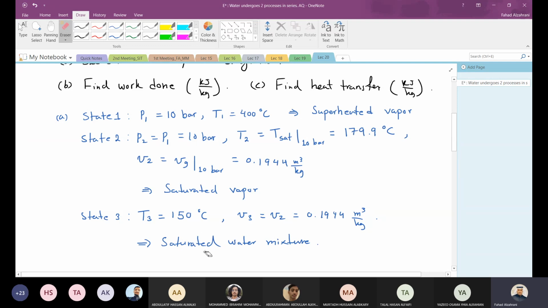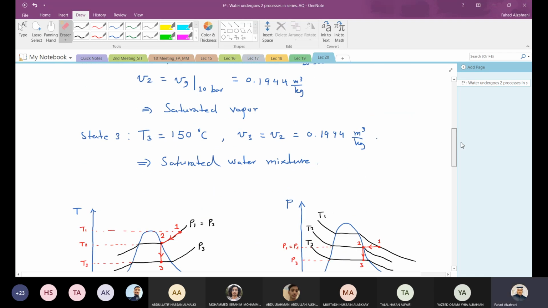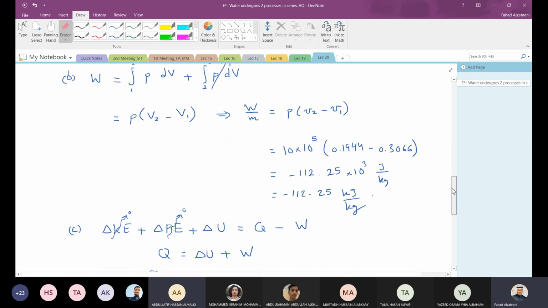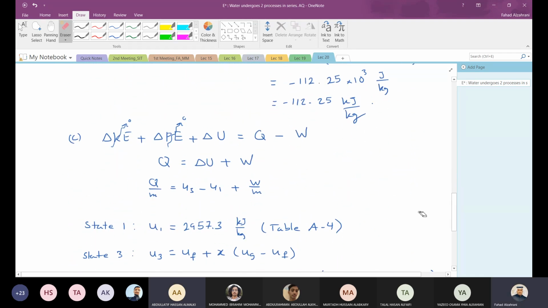Okay. So for a saturated mixture, you know that for any property I can use the quality to evaluate the property of the mixture. Right? Are you with me, guys? Yes. So here, state 3, I have U3 equals UF at the third state plus X times UG at the third state minus UF at the third state.